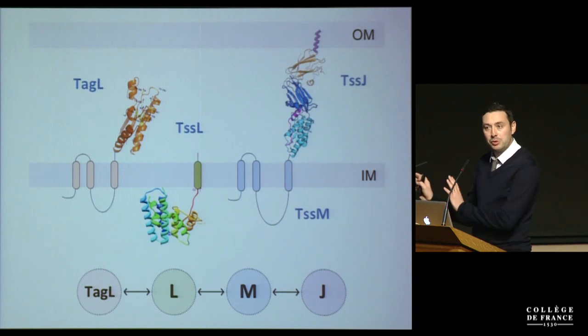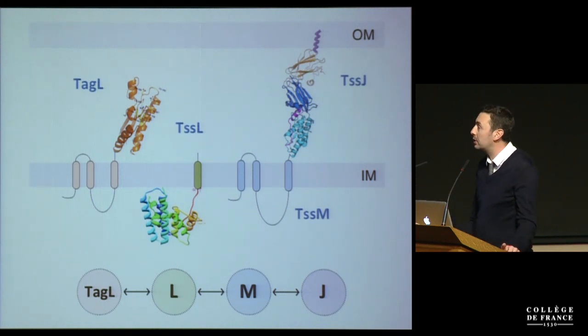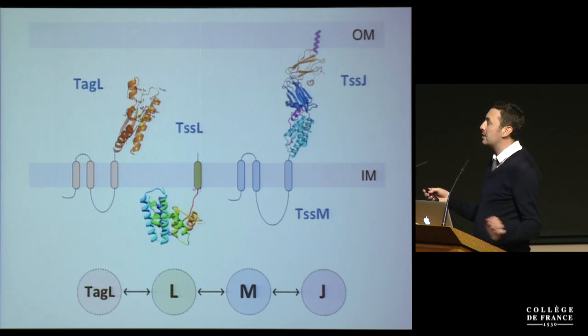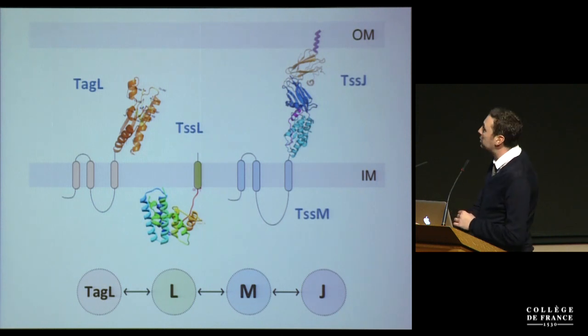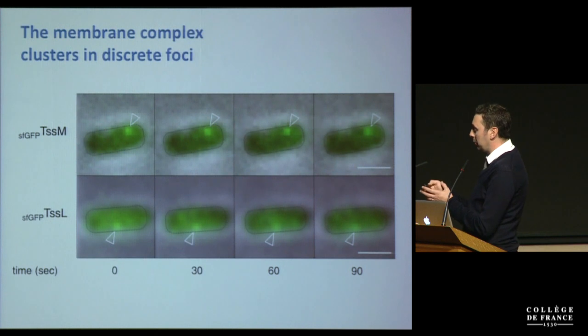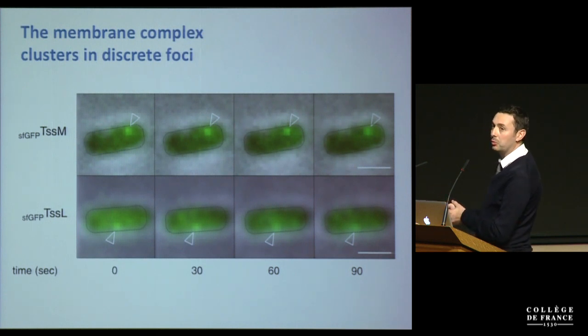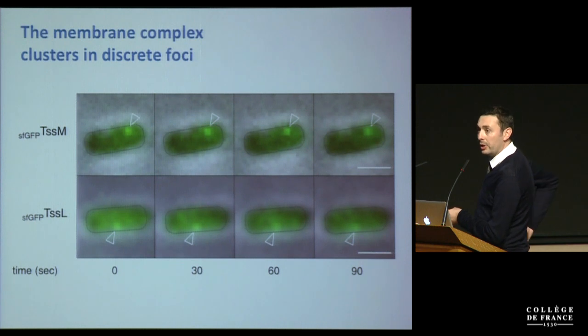Okay. So we solved the structure of all these individual components. But what we didn't know at that time was in which order each of these proteins is recruited to the site of assembly, and also we wanted to learn about the whole structure of the membrane complex. To start with the first question, we constructed GFP fusions to all of these proteins. And only 2 fusions were functional, GFP to TssM and GFP to TssL. So if you look at the localization of these 2 proteins in the cell, you will see that TssM and TssL form foci. There can be up to 8 foci per cell.